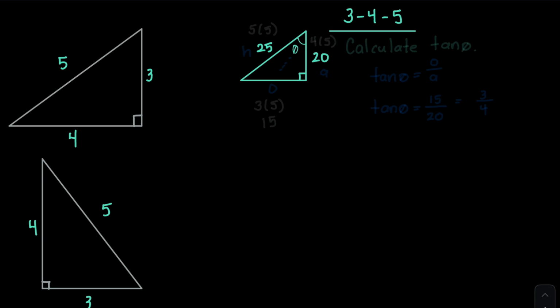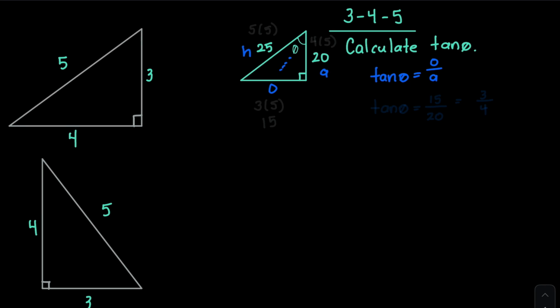Okay, we've got our right triangle drawn, and we are asked to calculate tangent of theta. So I initially look at my right triangle, and I do like I always do. I label my sides: opposite, adjacent, hypotenuse. So tangent is opposite over adjacent. So I have my adjacent side, but I need my opposite side.